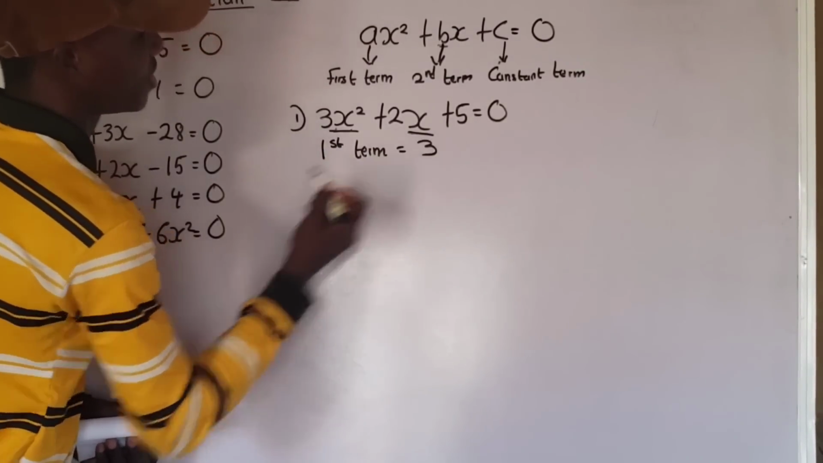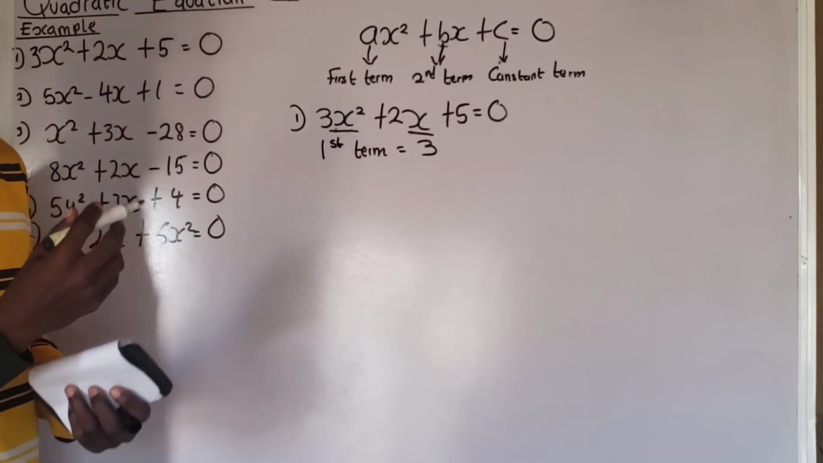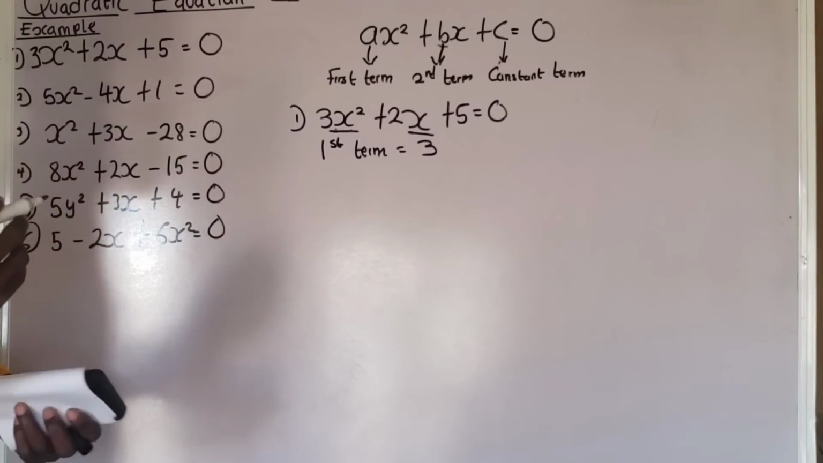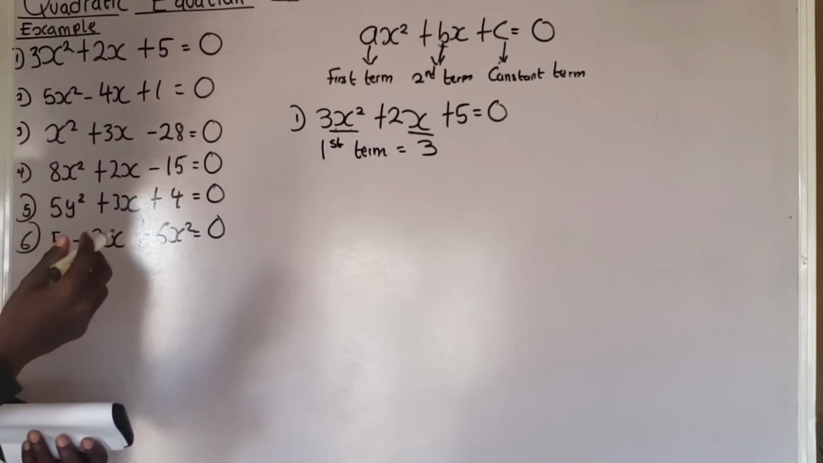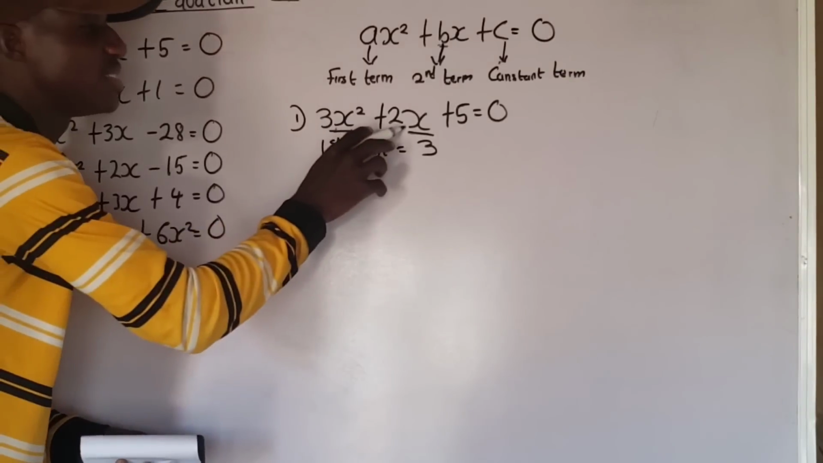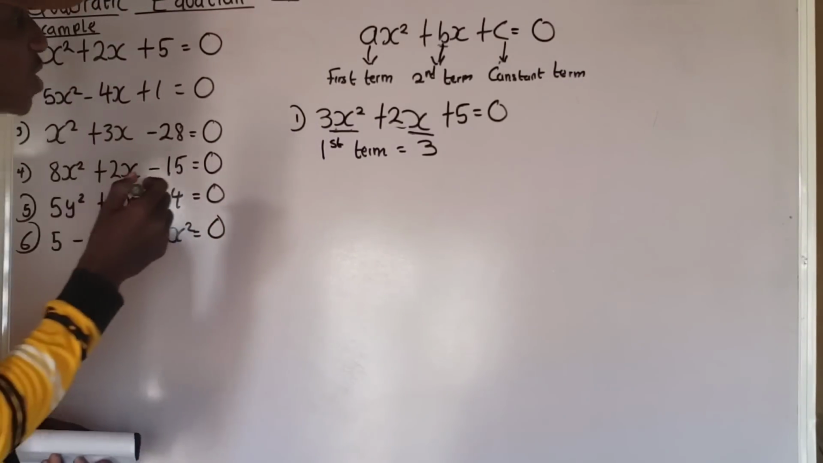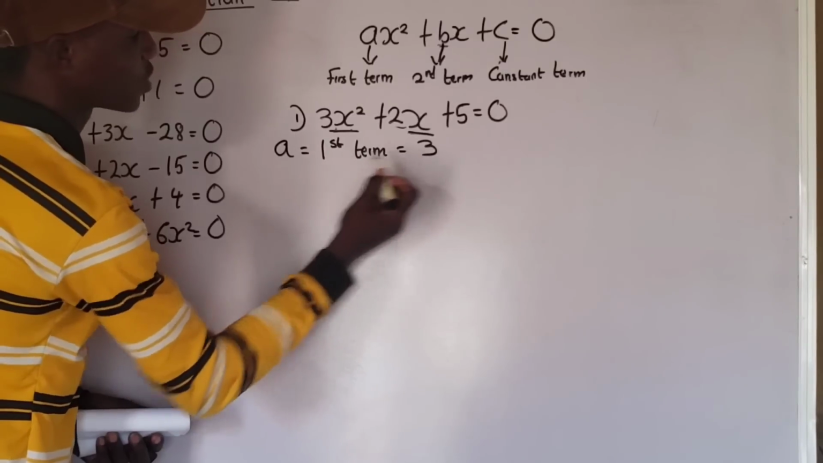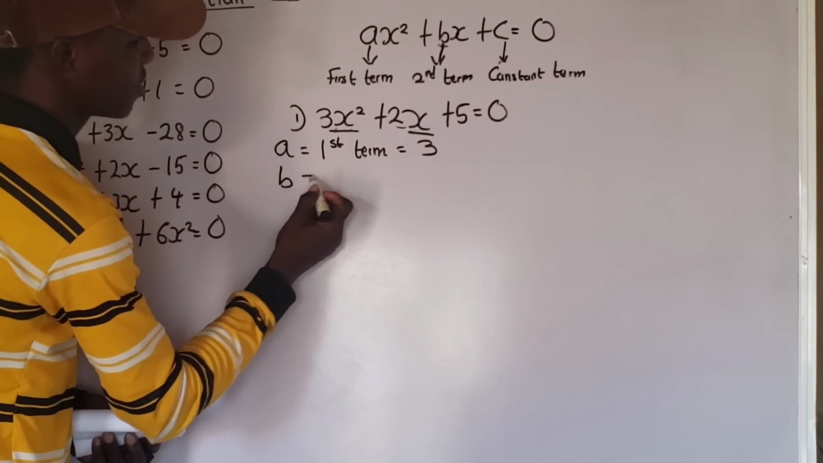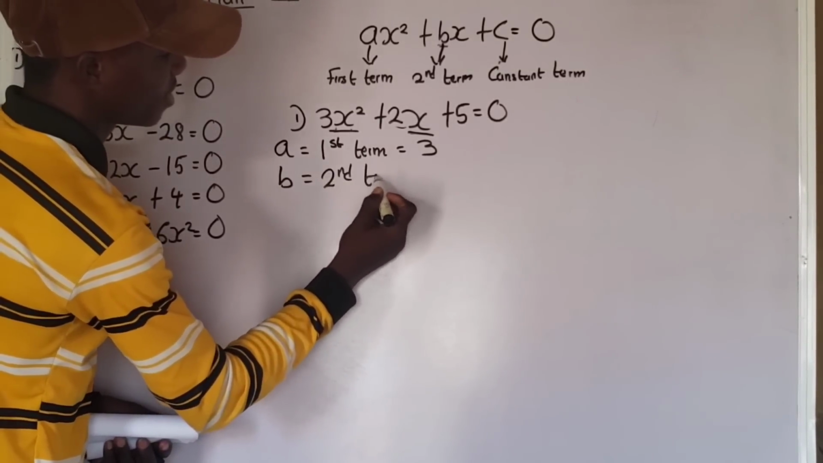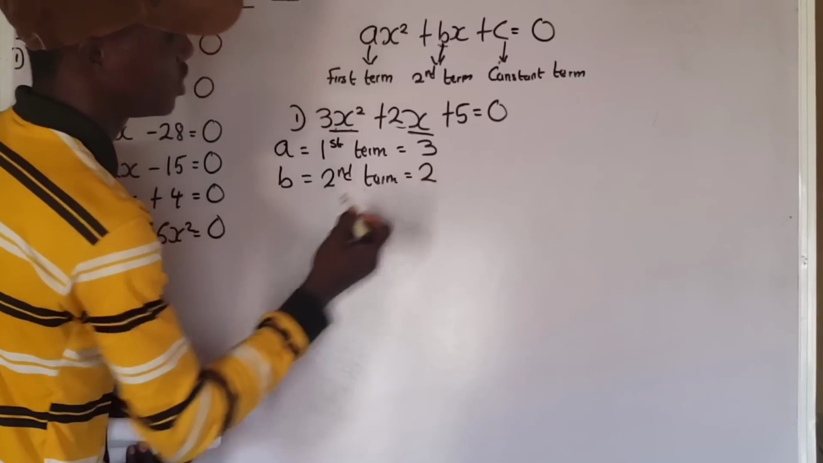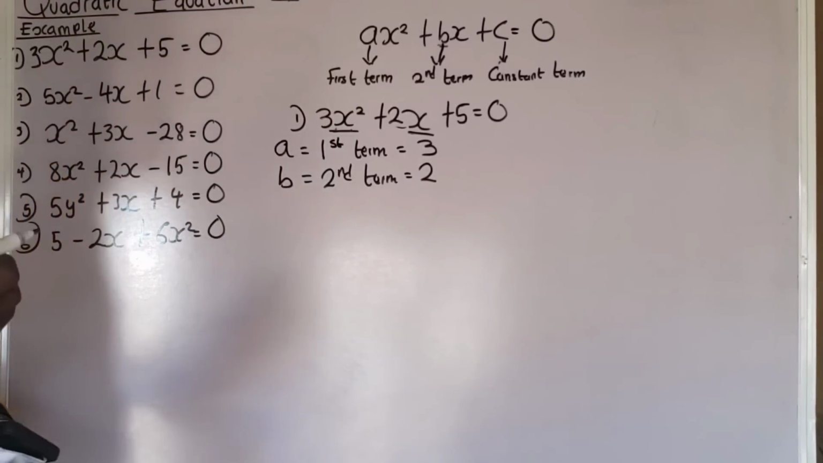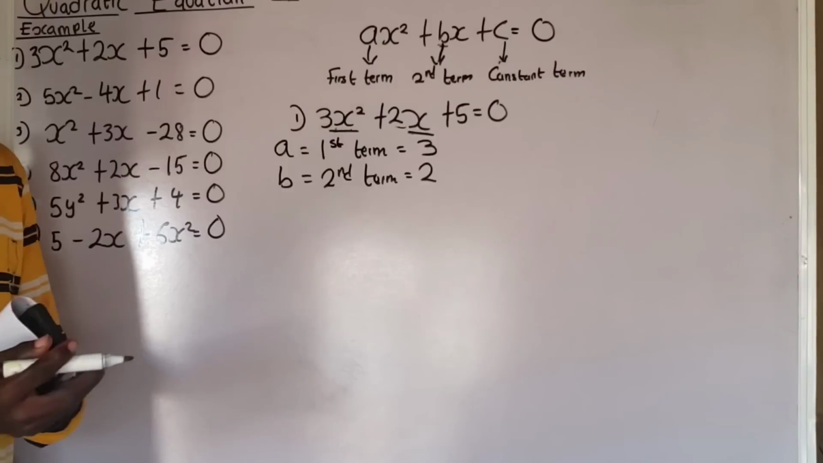The first term equals 3. Okay? Now, the second term is the coefficient of x. Are you paying attention? The coefficient of x is the second term. So, in this case, let me put it: a equals the first term, which equals 3. b equals the second term, and that is 2. Do you understand? Now, the constant term is the term that is not attached to any letters.